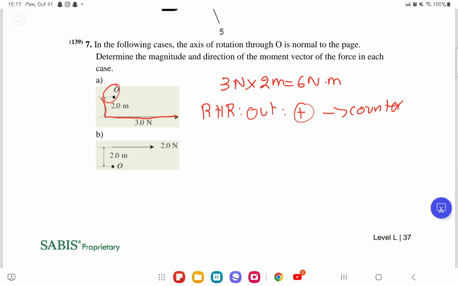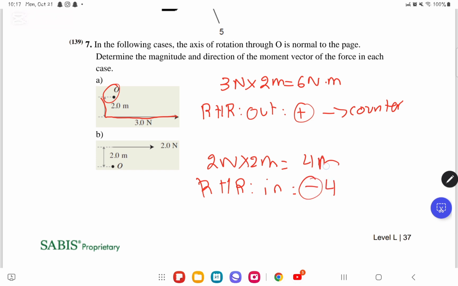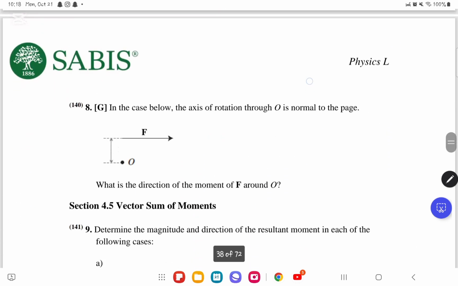Now, for part B, it's going to be 2 newtons times 2 meters, which is 4 newton-meters. If we apply the right hand rule, you will get that your thumb will be pointing inside. If it's inside, it is negative. So in fact, it's negative 4 newton-meters. And since it is negative, it is what? Clockwise. So that was it for question number 7.